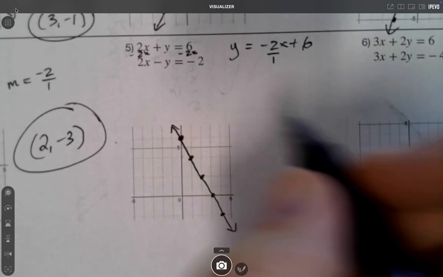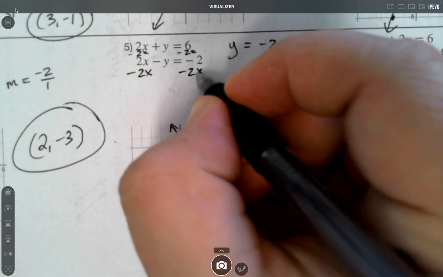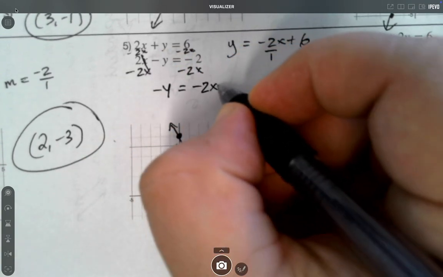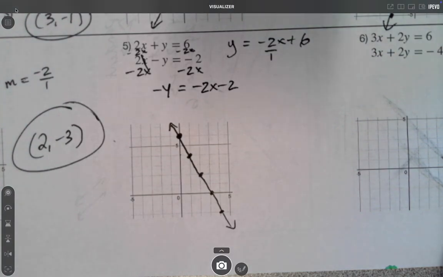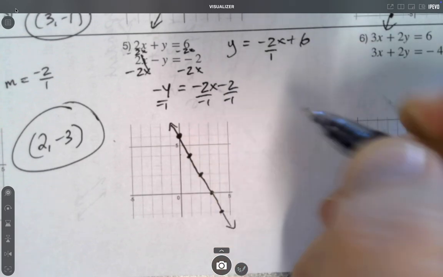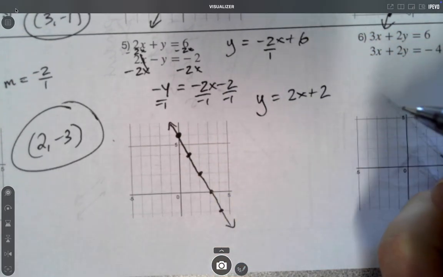Okay, this will take us 2 steps to get it in slope-intercept form. We subtract 2x from both sides first. Gives us -y equals -2x minus 2. We can't leave the y negative, so we divide both sides by -1. So that turns everything to be positive, so it's y equals 2x plus 2.